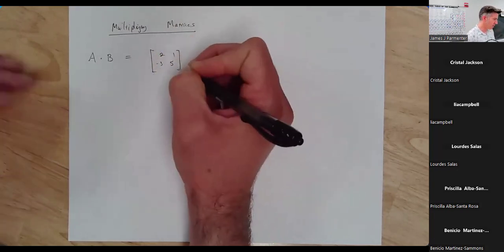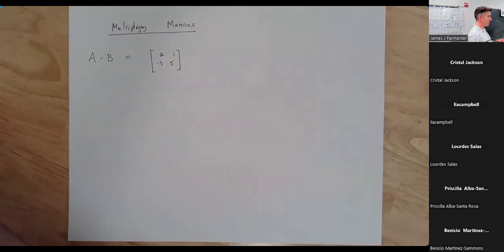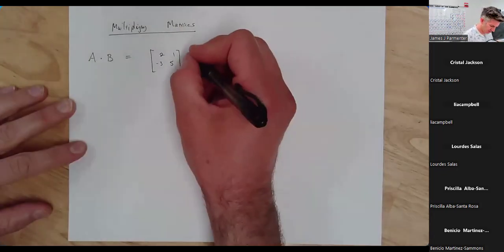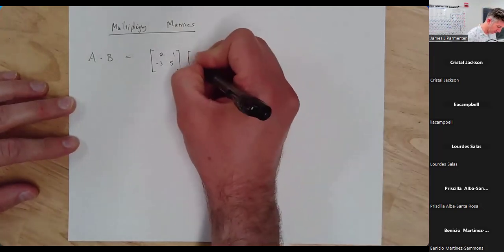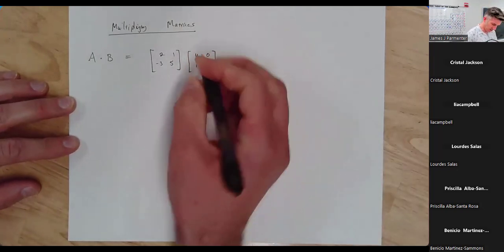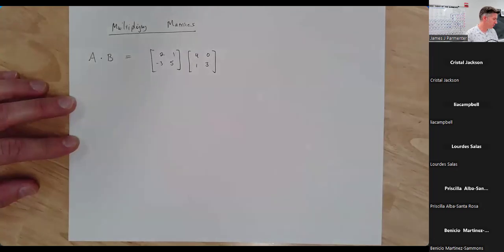By the way, when someone reads a matrix to you, they will typically read it as all the things in the first row, and then all the things in the second row, and so on. I guess people could do it differently, but I've never really heard anyone do it differently. So I would read this as 4, 0, 1, 3.